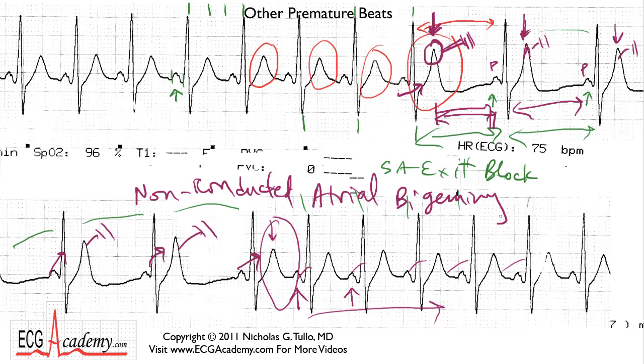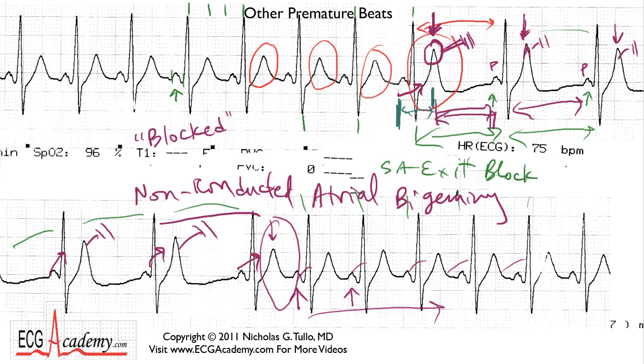So you've learned two things from this trip, that you can have non-conducted PACs. Now, I prefer the term non-conducted rather than blocked. A lot of people call them blocked PACs, but because these PACs are so early, look, if you just measure the rate between this PAC and this PAC, it's about 150 beats per minute. And a lot of patients will not be able to conduct that quickly after this one.